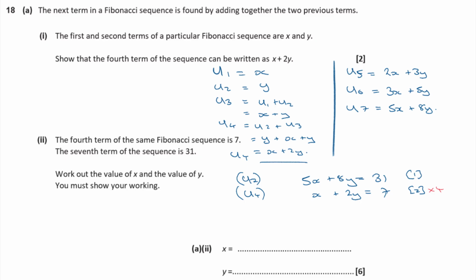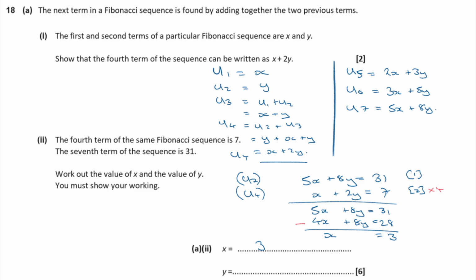Okay, so multiplying that one up by a factor of 4, I'm going to get 5x plus 8y equals 31, which I already had, and now I've got 4x plus 8y is equal to 7 lots of 4 is 28. So then subtracting those, 5x take away 4x is x, and 31 take away 28 is 3. So I know x is 3, okay?